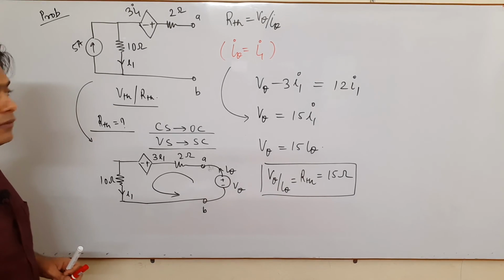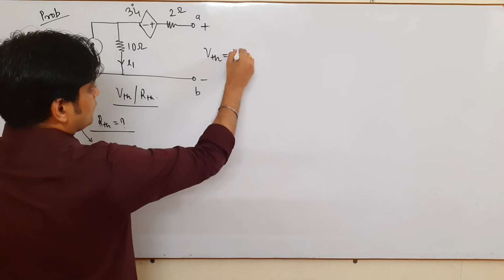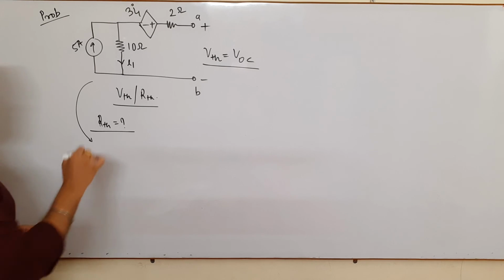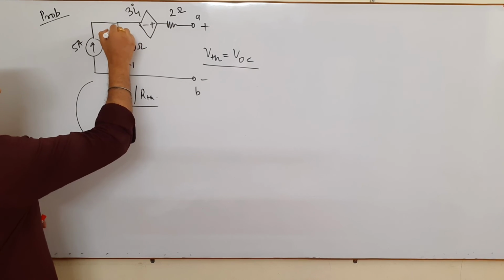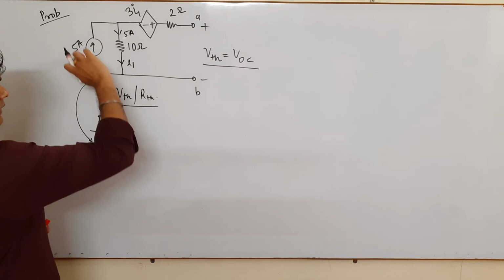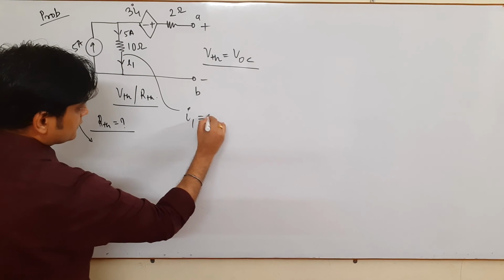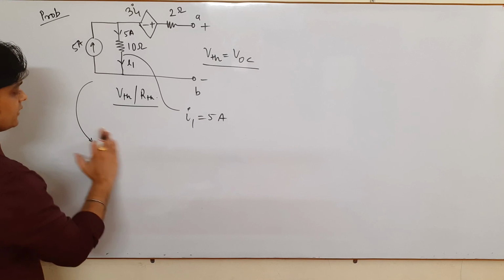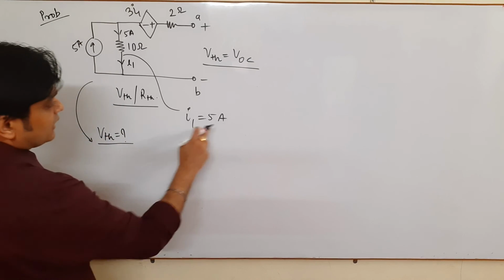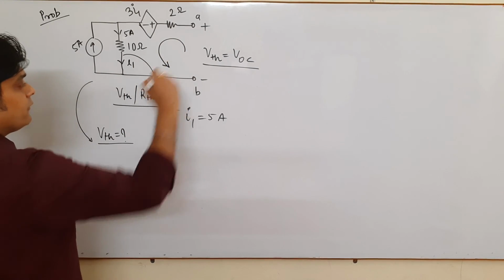Now we find the value of VTH. When we have to find the value of VTH, or you can say VOC, this is an open circuit voltage. Now if this is open, this 5 ampere current will entirely flow in this direction. Please see, this 5 ampere current will flow here itself. So the value of I1 for this situation is 5 ampere. Now just applying the law of KVL here.